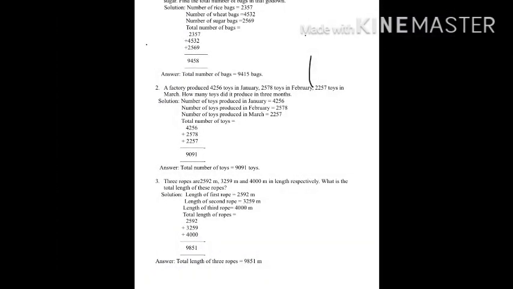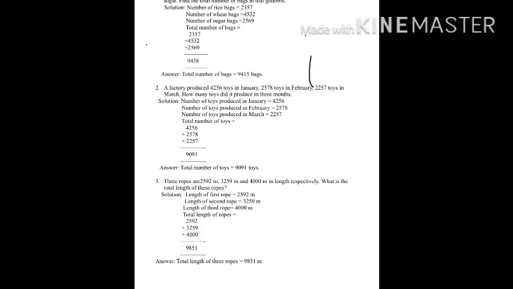Yes, students. So first is, in a godown, there are 2,357 bags of rice and 4,532 bags of wheat and 2,569 bags of sugar. Find the total number of bags in that godown. So since it's a word problem, first you have to put up the information you got from the problem.